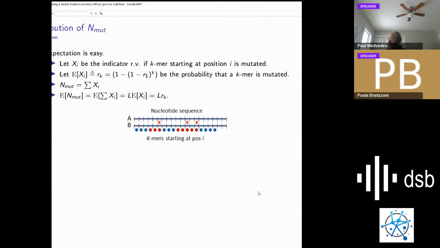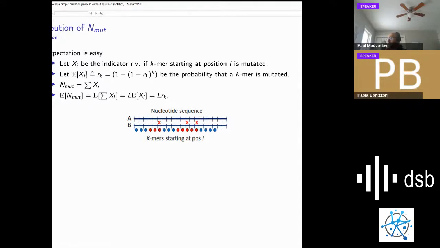So now let's look at the distribution of the number of mutated kmers, because this is the starting point for any kind of statistical analysis. The expectation of n-mute is easy, and it's done in a lot of papers. This is not new. But let me do it a little formally here. Each of these kmers we can represent with an indicator random variable xi. That would be the kmer starting at position i, like here would be x6. And it's 1 if that kmer is mutated, and it's 0 if that kmer is not mutated.